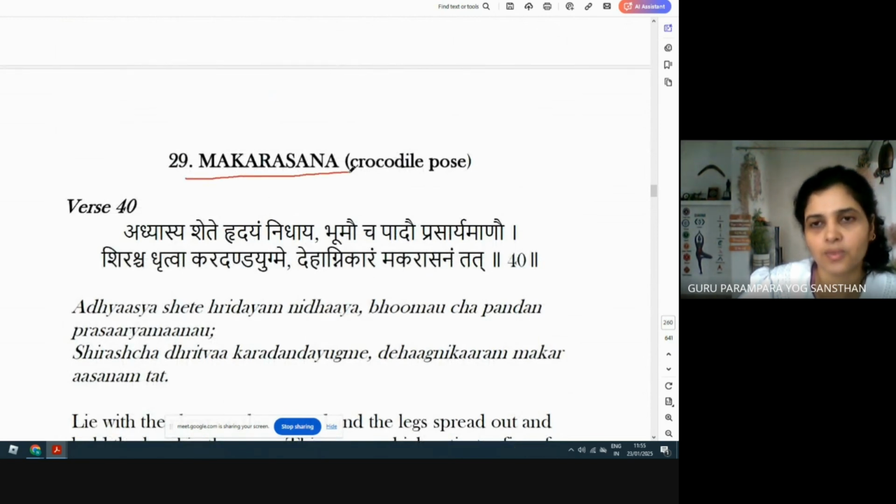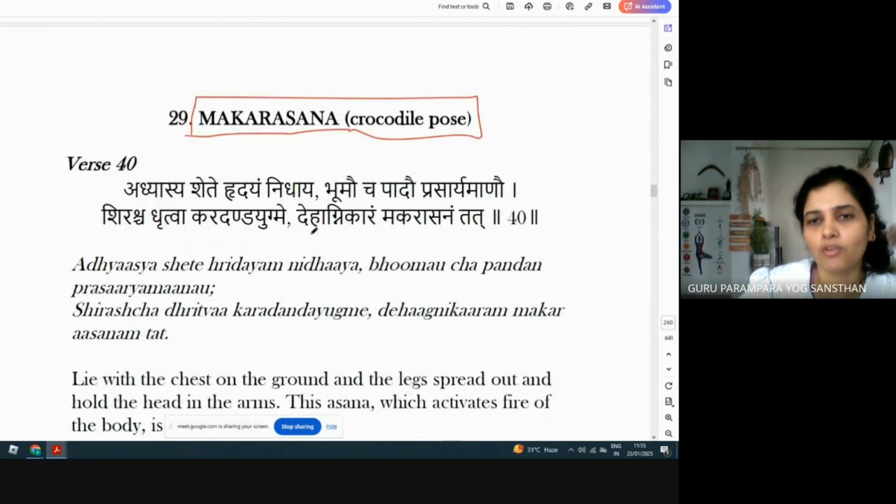Makarasana. It is a very common practice nowadays. It is also known as crocodile pose. So here, what you have to remember is Dehanal Agni Karika. It ignites all 13 types of bodily fire. It ignites your body fire even by doing nothing actually. What you do, you just sit straight and your hands are on your hand. You keep your chin. So that is it.